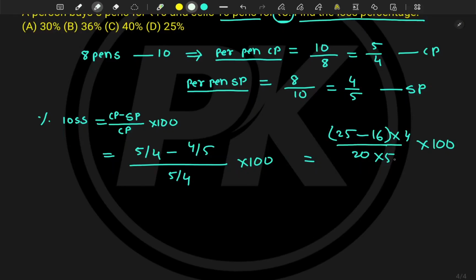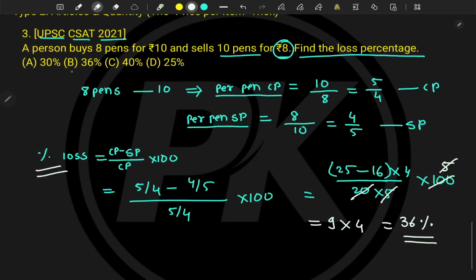Now here, 20 5s are 100. This 5 5 got cancelled. Now 25 minus 16 is 9. 9 into 4, which is 36, right? And this is percentage loss. Hence percentage loss is 36 percentage. The option number B is correct, right?